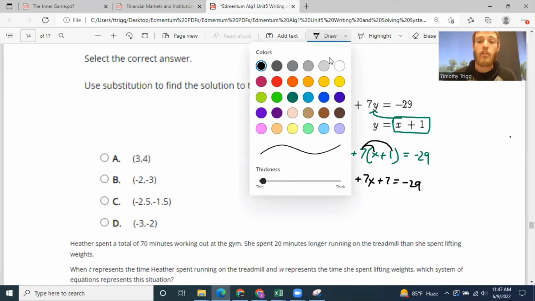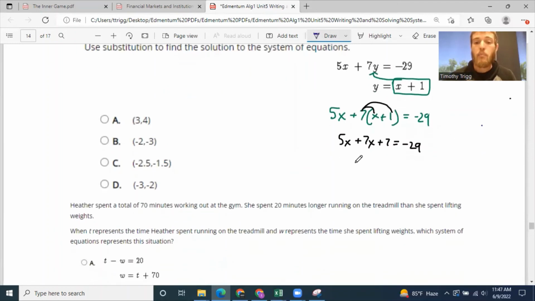I can combine like terms there on the left. 5x plus 7x is 12x. So we have 12x plus 7 equals negative 29. Remember, we can combine these two things because they both have the same variable, x. Now I want you to finish solving for x, and then you should be able to find the answer there.